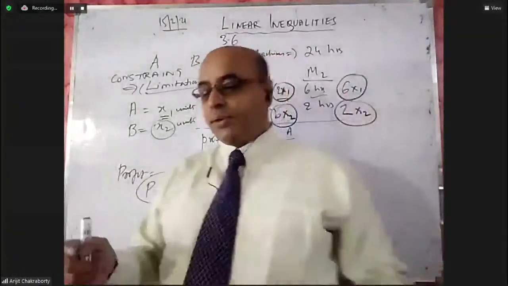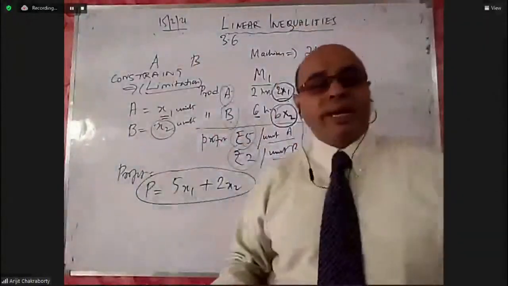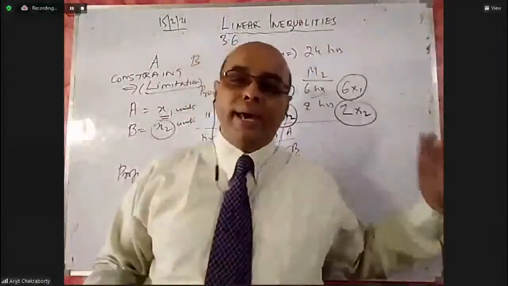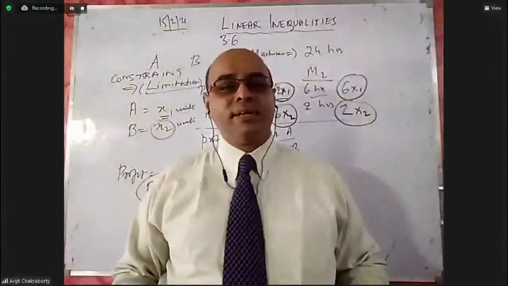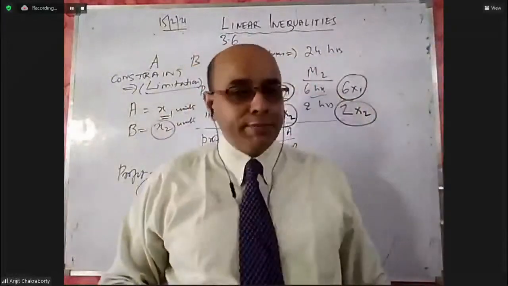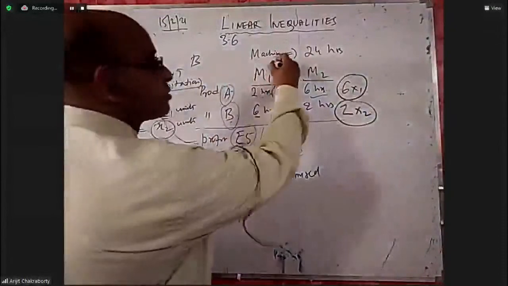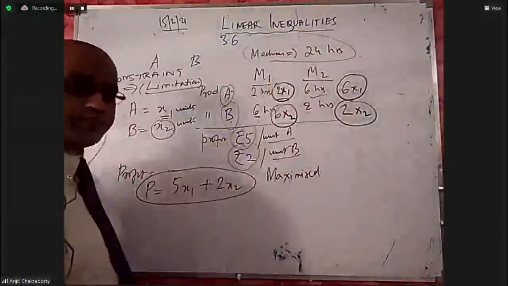Okay. So you see here, everything is fine. I'm assuming that the producer has a lot of money. He can buy as much raw material as possible. But still, there is a limit, there is a constraint, because the machines can be used maximum for 24 hours.